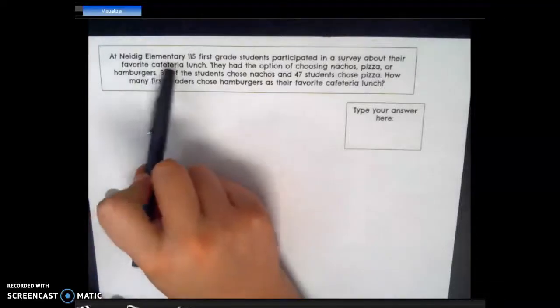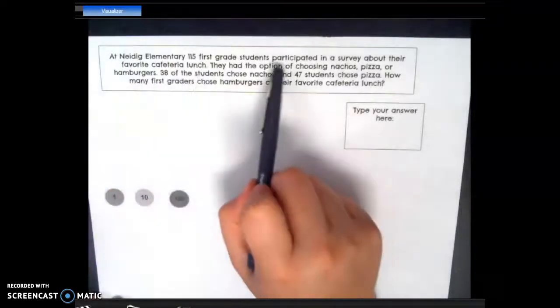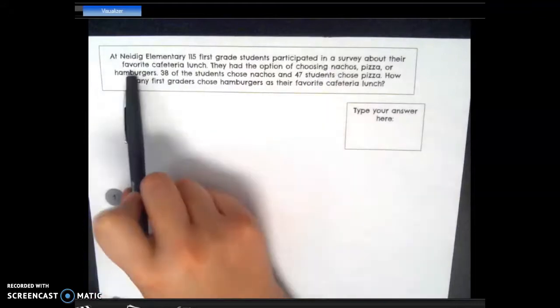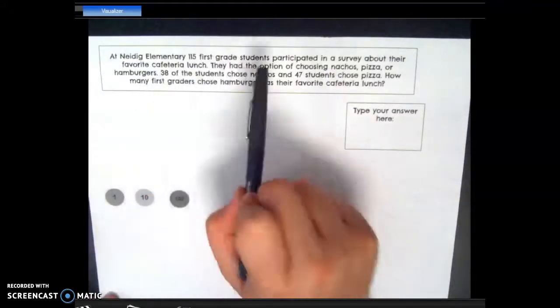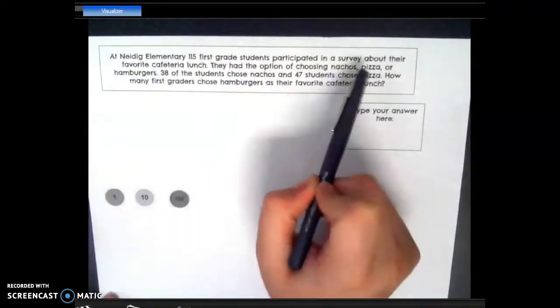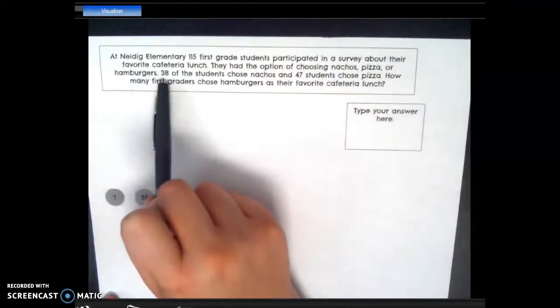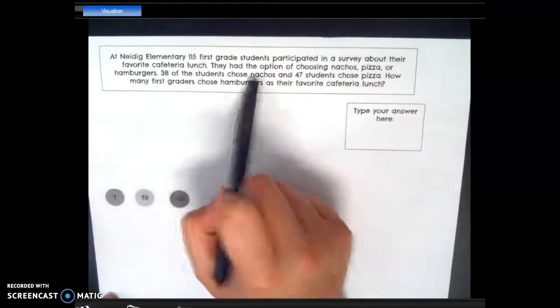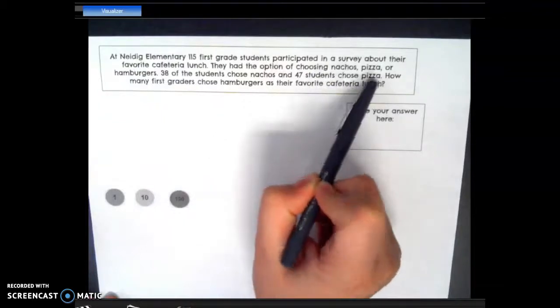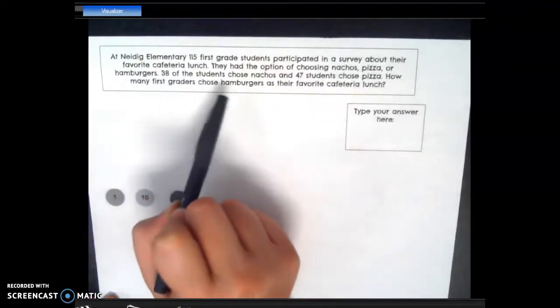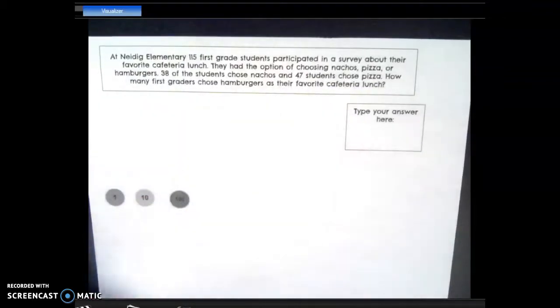At Nidec Elementary, 115 first grade students participated in a survey about their favorite cafeteria lunch. They had the option of choosing nachos, pizza, or hamburgers. 38 of the students chose nachos and 47 students chose pizza. How many first graders chose hamburgers as their favorite cafeteria lunch?